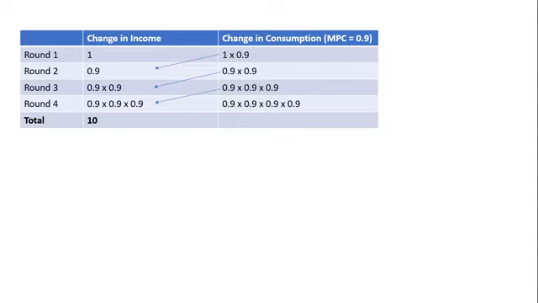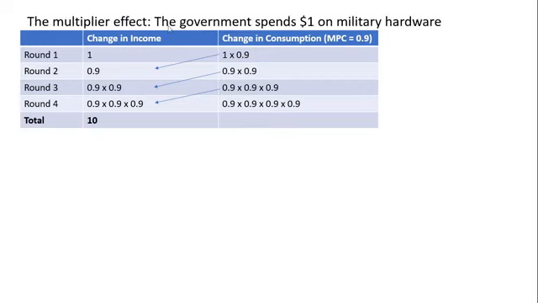So for example, let's say the government buys $1 of military hardware. So the government spends $1 on military hardware. There's going to be this so-called multiplier effect. This $1 of military spending will increase the income of the defense industry by $1. Okay, so that's change in income. The defense industry sees their income go up by $1 right here.